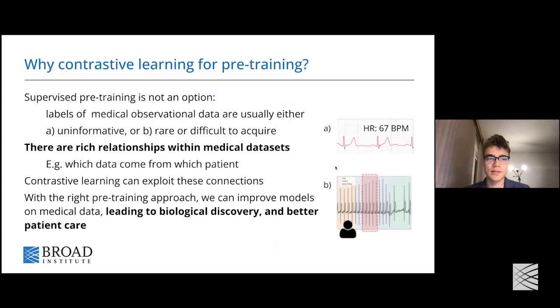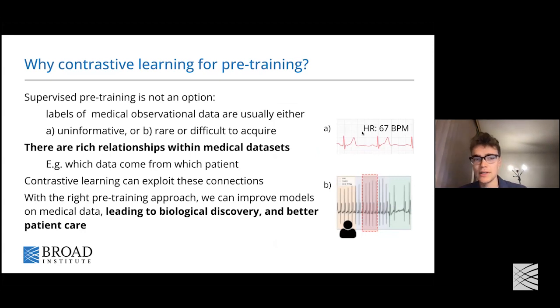But we picked contrastive learning out of all the possible pre-training techniques. So I want to explain why we made that choice. The first reason is just that on medical data sets, supervised pre-training is generally not an option. That's because labels of medical observationally recorded data are often uninformative. That's this first case A.